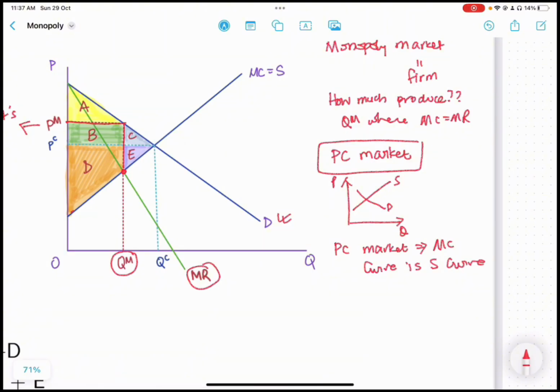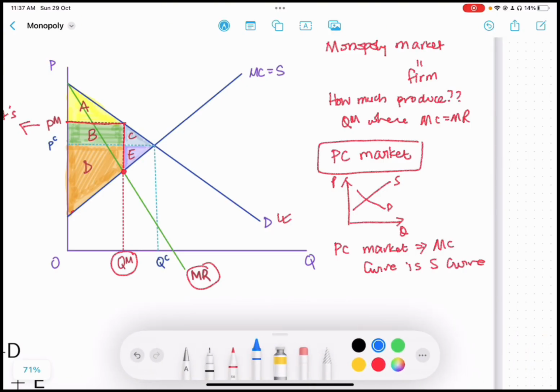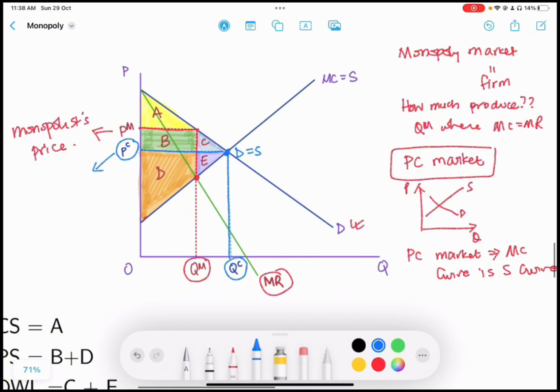Now, if we are talking about the perfectly competitive market, where does it reach its equilibrium? Where demand intersects supply. So that's going to be where D equals S. And so here, the quantity produced will be QC by perfect competition. And the price, of course, is at the intersection of demand and supply. So this is going to be PC, the price in the perfectly competitive market.